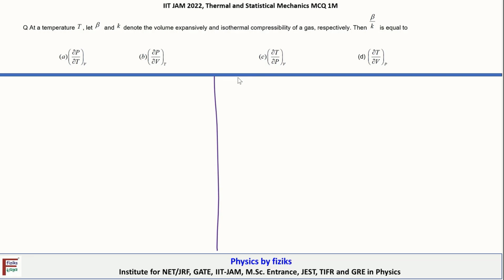So here we will make use of the definition of beta, which is the isobaric expansivity, and that is equal to the fractional change in volume with respect to temperature, under isobaric condition. That's the first definition we are going to use.